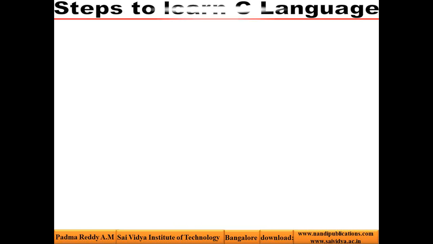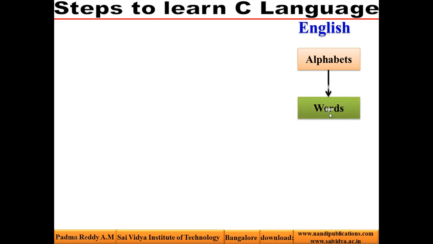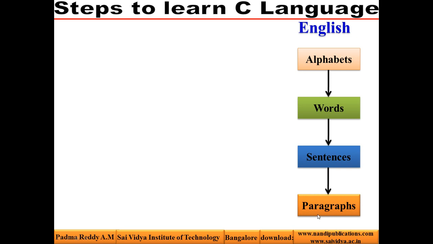In this class, let us see what are the various steps to learn C language. Learning C language is similar to the way we learn English language. In English language, first we learn alphabets. Then we see how one or more alphabets are grouped together to form meaningful words. And next we see how one or more words are combined together to form meaningful sentences. Finally, we see how one or more sentences are combined together to form meaningful paragraphs.